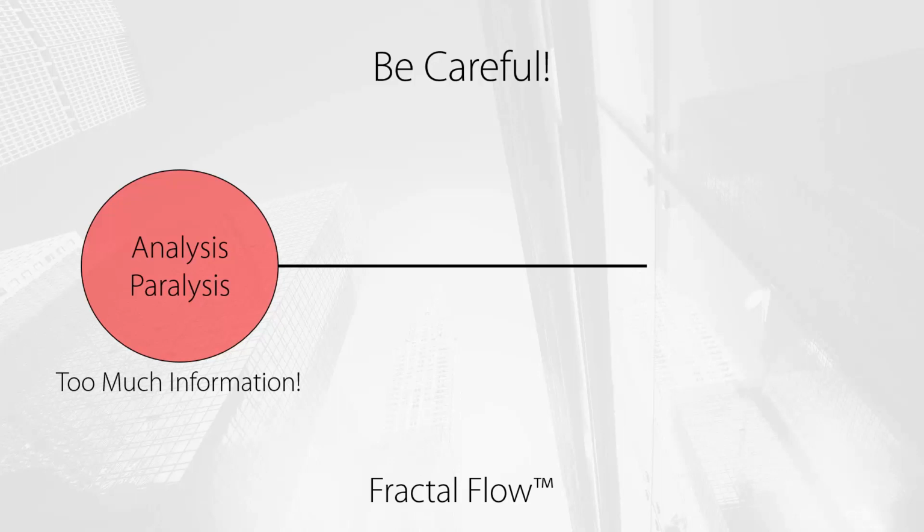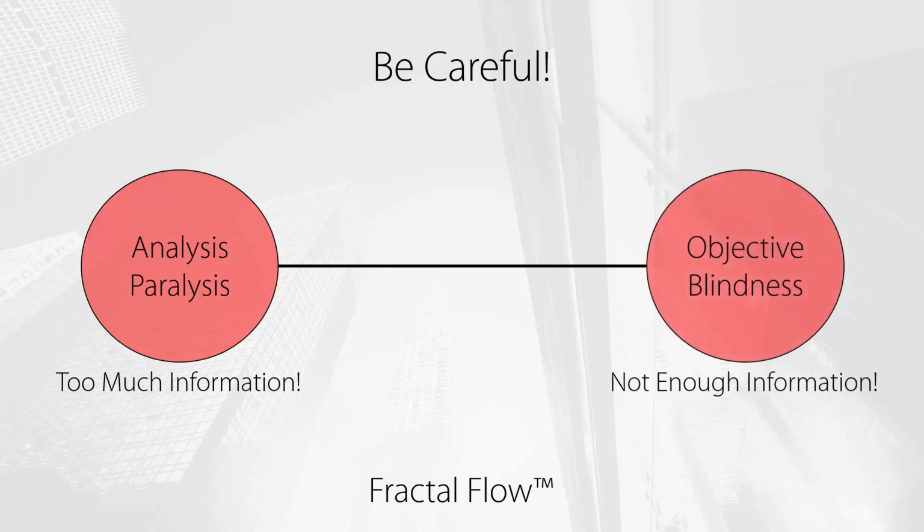On the other side of the spectrum of analysis paralysis, we have something called objective blindness, which is what happens when the trader doesn't have enough information about the market. That usually happens when the trader tries to use simple indicators to smooth out the nuances of price data. The correct application of multi-timeframe analysis is supposed to keep the trader in the middle of this spectrum, where he has just the right amount of useful information to handle his trading ideas.